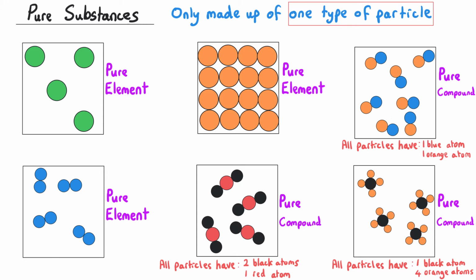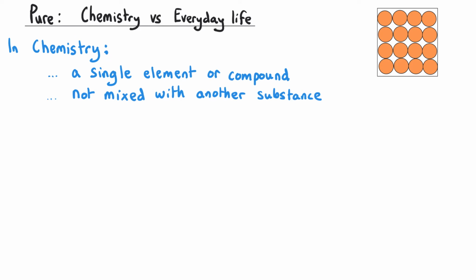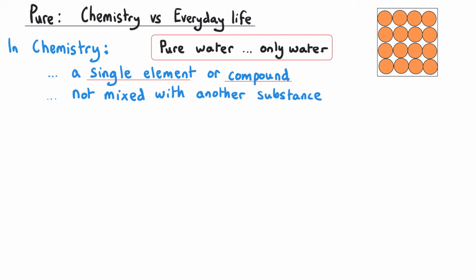And on the top right, this compound is pure as well because all of the particles have got one blue atom and one orange atom. And so the compounds are always the same because they're always in the same ratio in each of the examples. So 100% pure, all of the particles are the same. In chemistry then, a pure substance is a single element or a single compound. So pure water is only water. That means it's not been mixed with any other kind of substance.